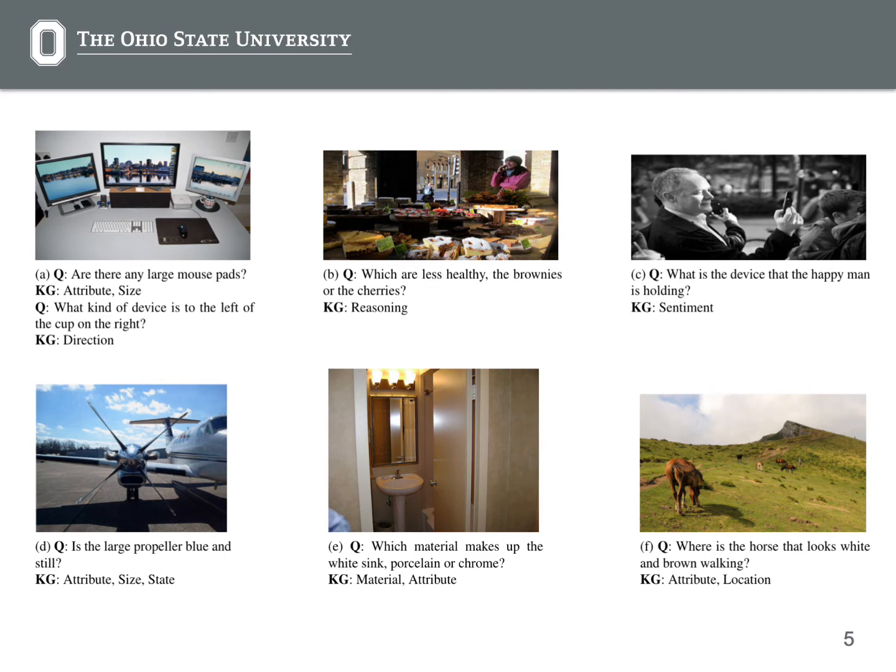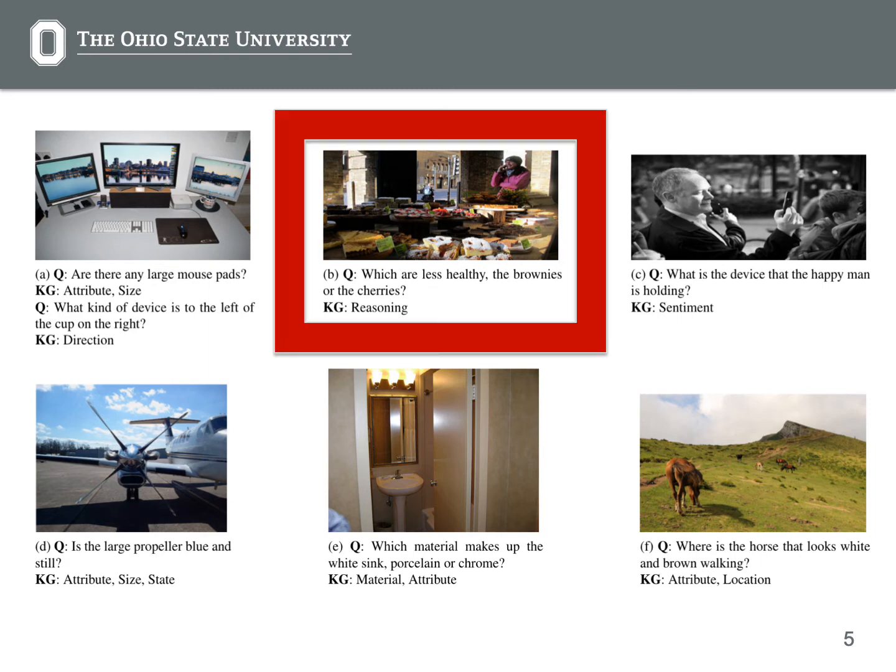Here we present sample question and image pairs from the dataset along with the knowledge gaps we tag the questions with. For example, in image B, the question asks, which are less healthy, the brownies or the cherries? We tag this question with a reasoning gap, as the question requires external knowledge to arrive at the correct answer. In other words, we cannot just answer the question by merely looking at the image.